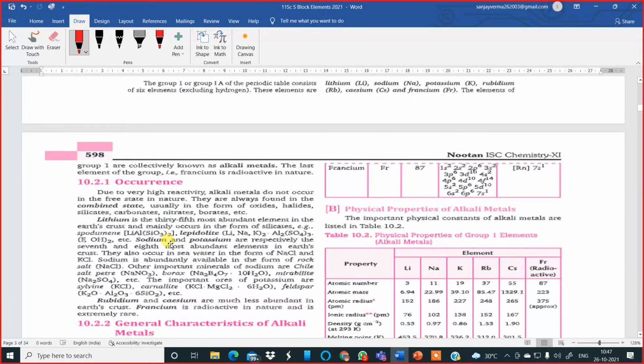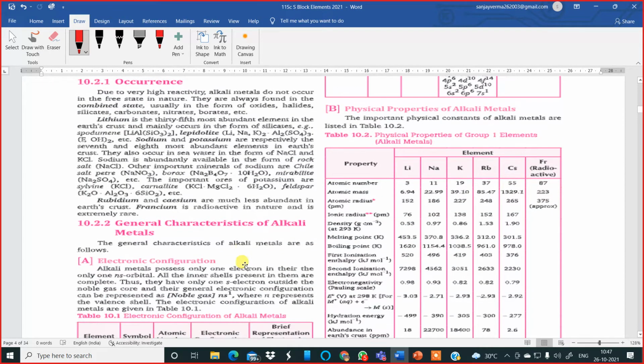Now, occurrence: due to their very high reactivity, these alkali metals do not occur in the free state in nature. They are always found in their combined state. That's very, very important. Usually they are found in the form of oxides, halides, silicates, carbonates, and so on. This I've already discussed in the previous class, so you go through this paragraph.